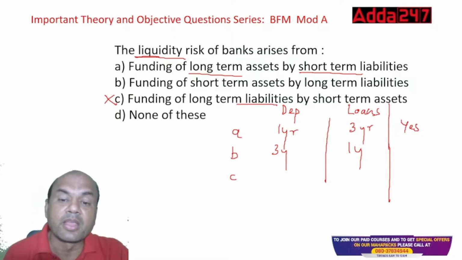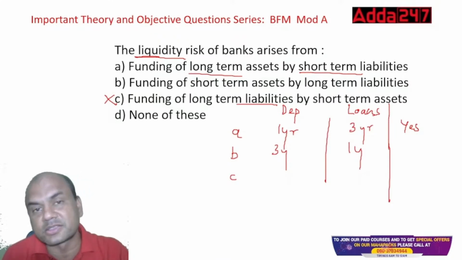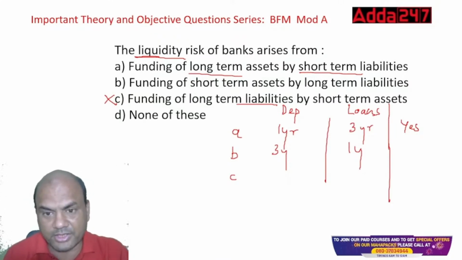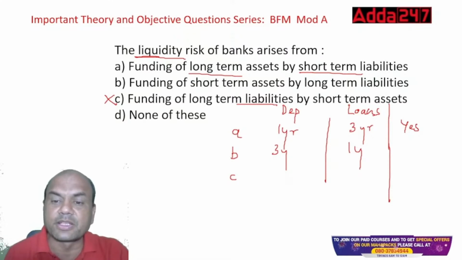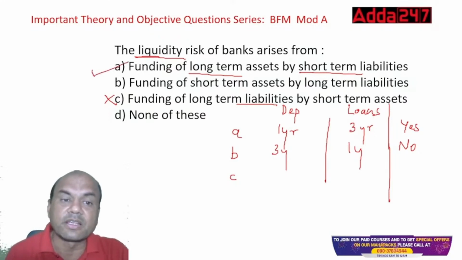What about B? If this person has given me a deposit of 3 years, this guy will come after 3 years. Isn't it? But the loan person will pay me immediately after 1 year. So I won't have any liquidity problem over here, because whenever this person comes, I can repay him or her. Okay. So the answer is A.